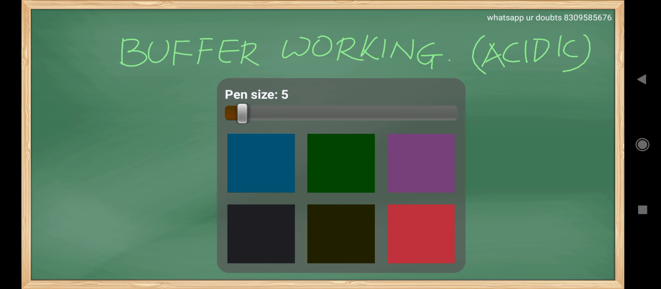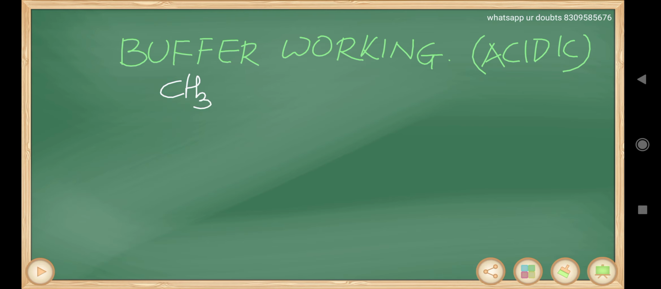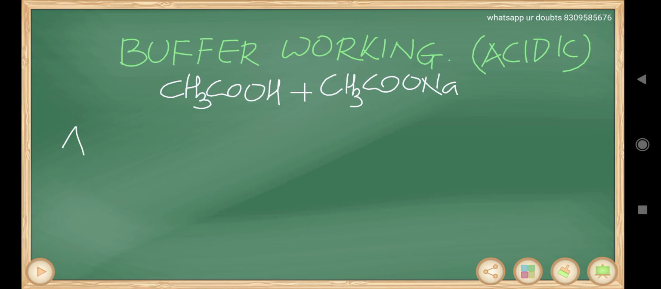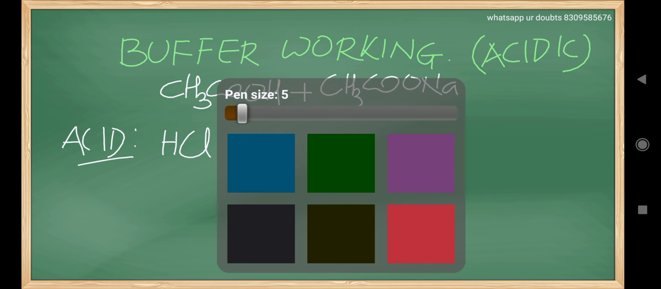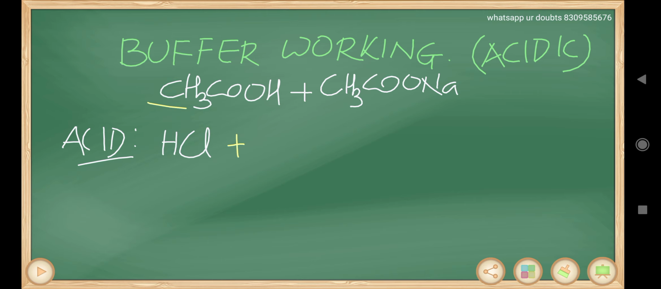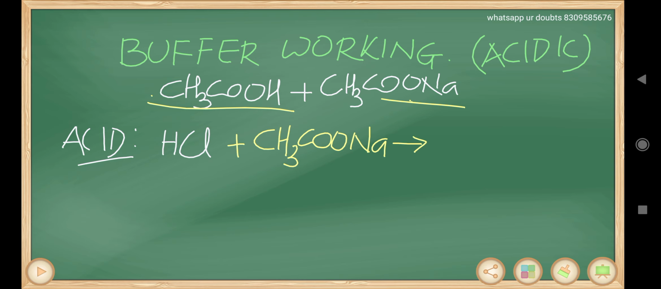Give me the example. CH3COOH, the most common example, and CH3COONa. Now you are adding acid. Strong acid means you are adding HCl. And completely use your common sense here. You have a combination of weak acid and salt. An acid cannot react with acid, so take the salt. The salt part is going to react and it forms CH3COOH plus NaCl.